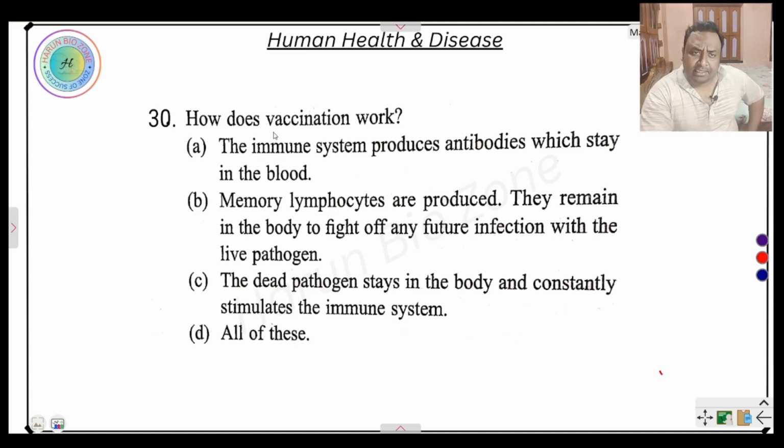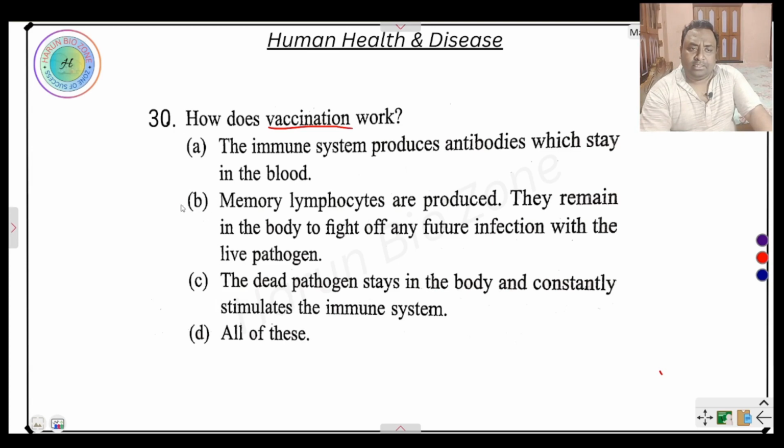How does a vaccine work in the human body? The immune system produces antibodies which stay in the blood. Memory lymphocytes are produced. They remain in the body to fight off any future infection with the live pathogen. The dead pathogen stays in the body and constantly stimulates the immune system.